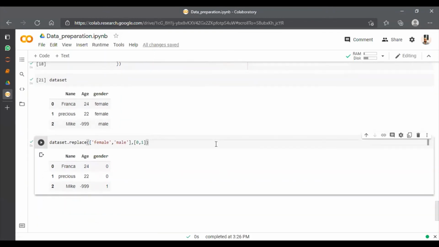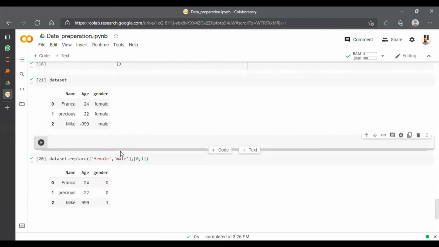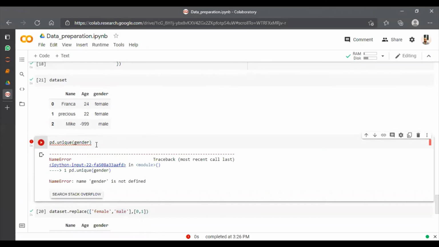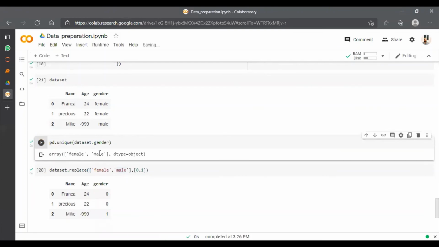But in some cases you have several attributes in your data set, and you might not even know the number of attributes. I can use pd.unique and try to replace it. For example, I can say pd.unique of the gender column, dataset.gender, to get the unique values of gender. I know that I'm going to have male and female. So we have female and male as our unique values.